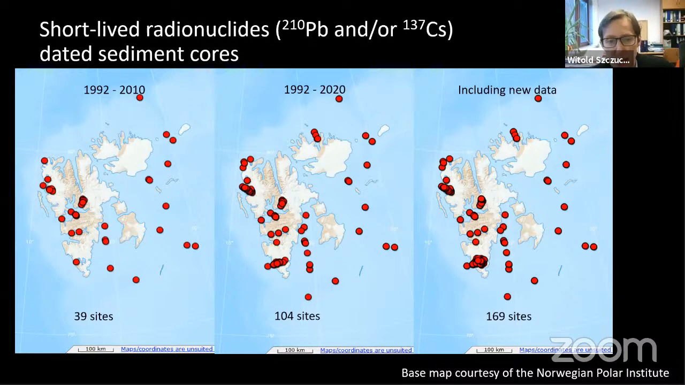Of course, there are some mistakes in the calculations. Sometimes only lead-210 or only cesium is used. The purposes of various studies were quite variable. Mostly there were studies related to some contamination studies or with some paleoceanographical studies. So because of the purpose, the quality of the data is also variable.